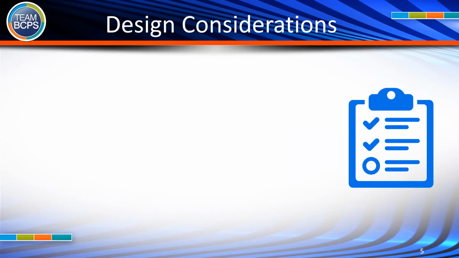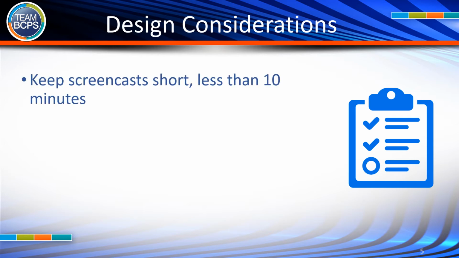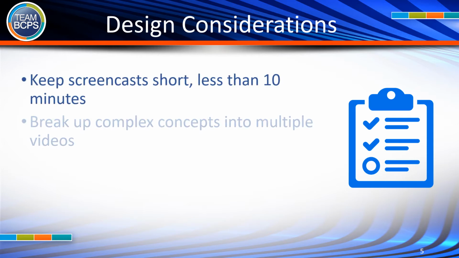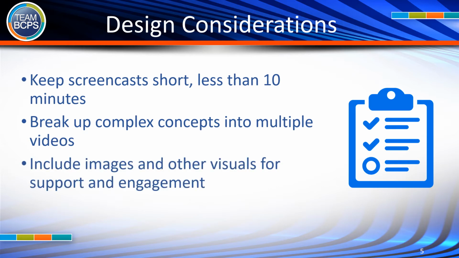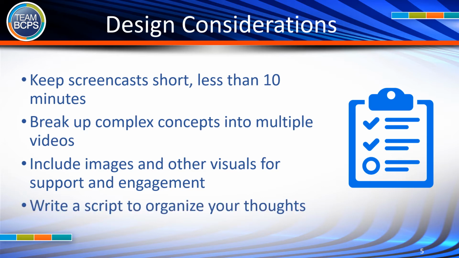When preparing to plan a screencast, keep the following design considerations in mind. Screencasts should be short, less than 10 minutes. If your screencast needs to be longer, consider making multiple videos to break up complex concepts for students. Include visuals, such as images or screen annotations, to support the content of your video and engage students. Writing a script to plan out your screencast before you record can help you organize your thoughts. Having a script to review also allows you to double-check that you are addressing the lesson content as you intended.